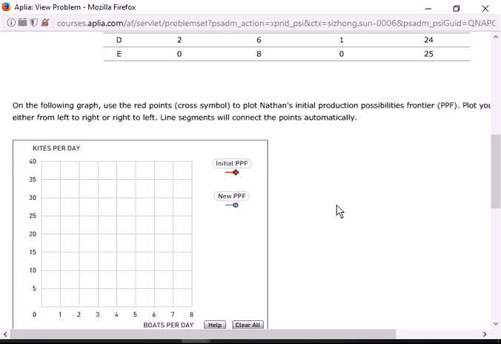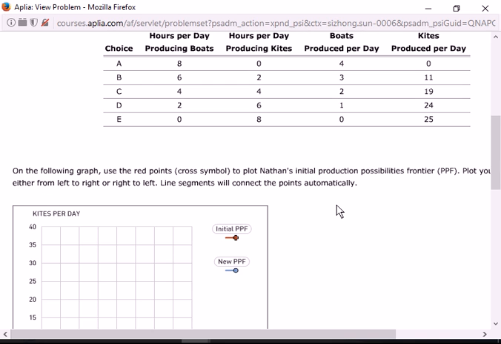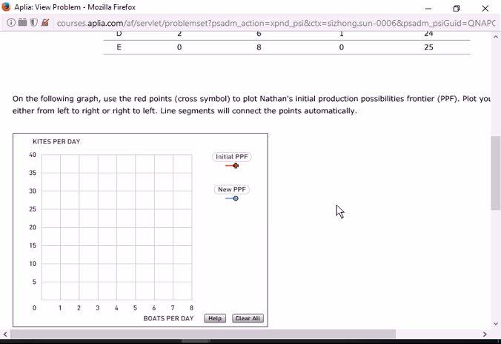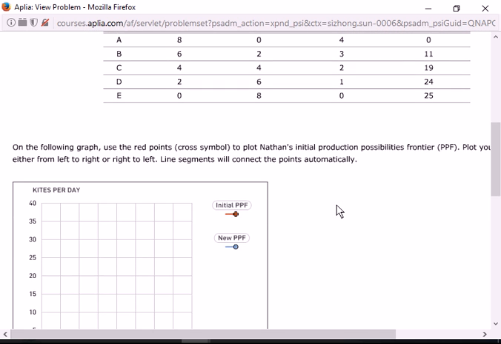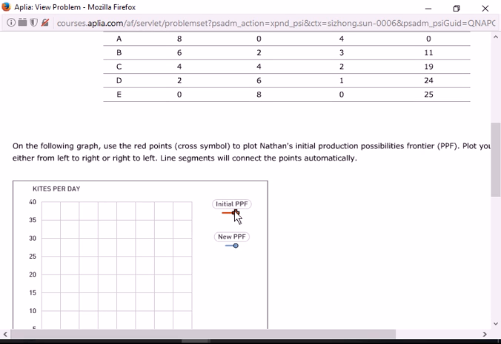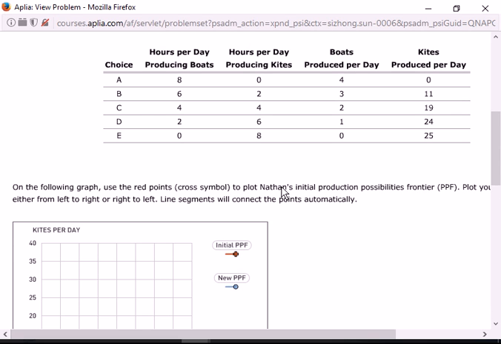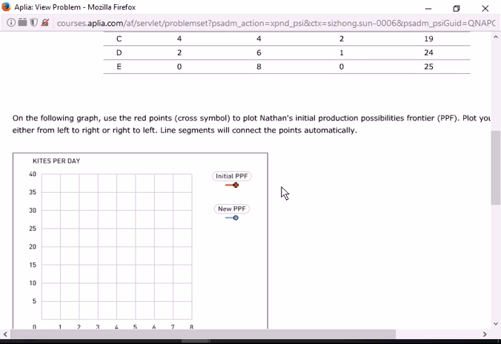First task on the following graph: use the red point to plot Lansam's initial production possibility frontier. So PPF is the combination of maximum outputs given the resource endowments. We have 5 points here. First point is 4 boats, 0 kites.